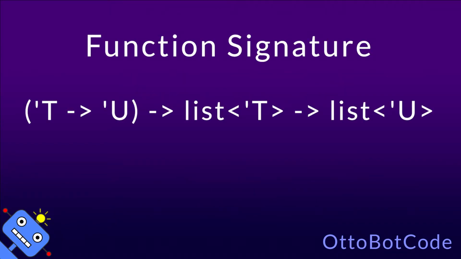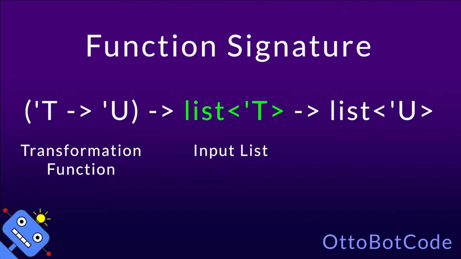Here is the function signature of List.map. Let's break down the individual parts. The first argument is a function from some type t to some type u. This is the transformation you want to apply to each element. The second argument is the input list with elements of type t. And the output is the result list where we have all the transformed elements with type u.